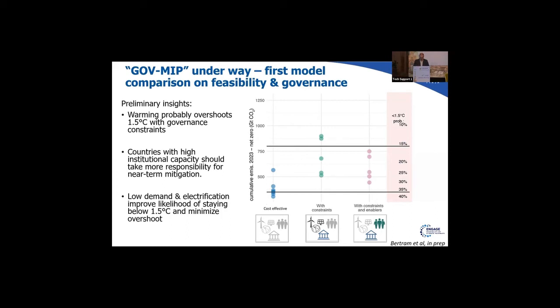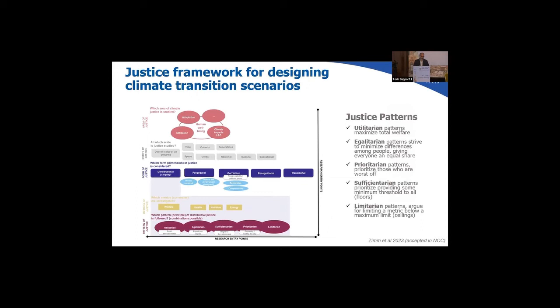And preliminary insights, for example, suggest that the risk of overshoot of 1.5 degrees increases if you take the governance into account. There is the possibility, though, that countries with high institutional capacity can take more responsibility in the near term, and then important levers to basically reduce the overshoot risk or reduce the magnitude and duration of the overshoot of the targets would be to focus on demand side and electrification of service levels, for example, to mention some of those. But I think this is an area where insight would help a lot to also understand regional contributions of our global scenarios.